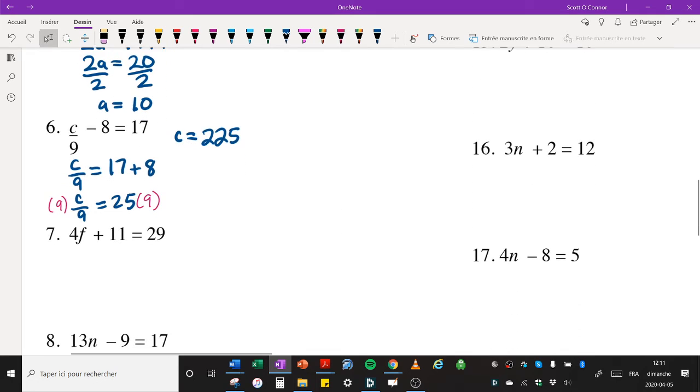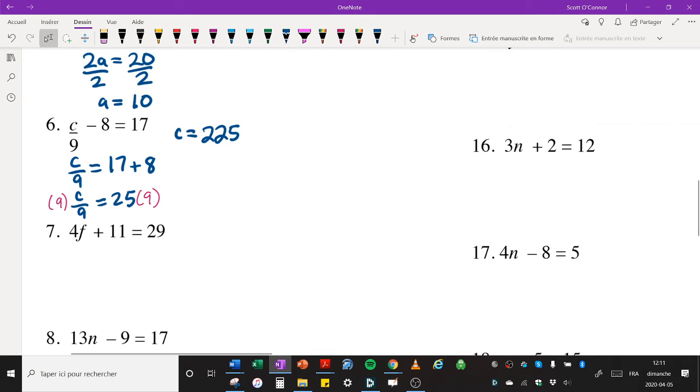Looking at 7, 4f plus 11 equals 29. Plus 11's in the way, multiply by 4 is in the way. What do I get rid of first? I get rid of addition or subtraction first, so I'm going to get rid of plus 11 first. I get 4f is equal to 29 subtract 11. 4f is therefore equal to 18.